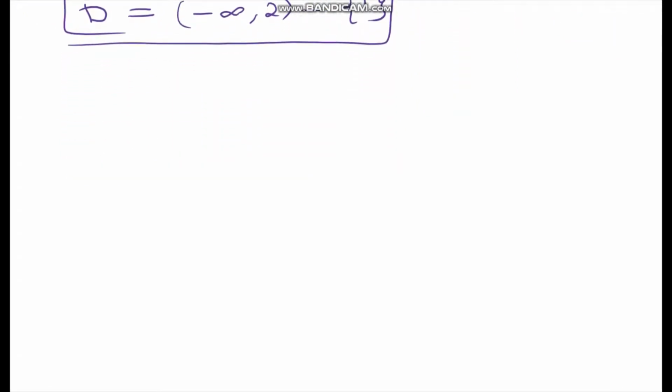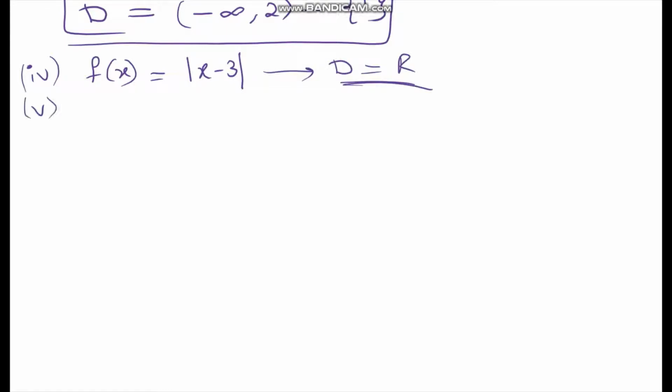Next is the fourth one. f of x is given as mod of x minus 3. Now here x can be any real value. This function is defined for all the real number set.